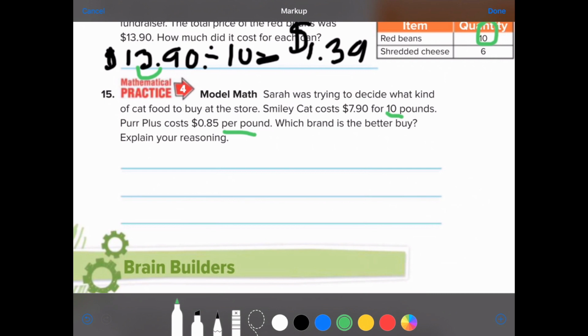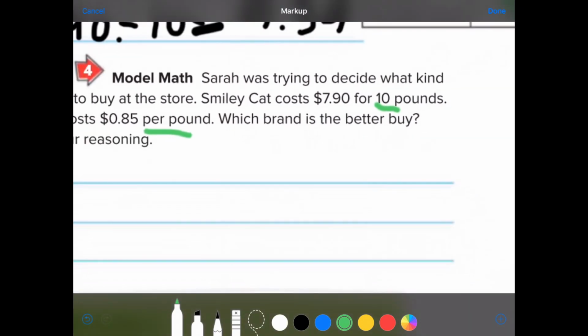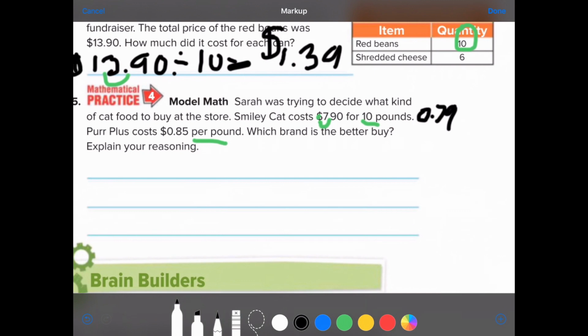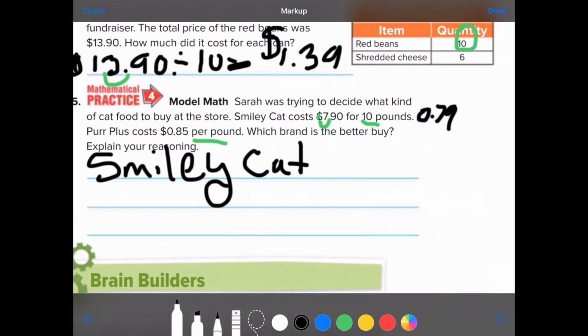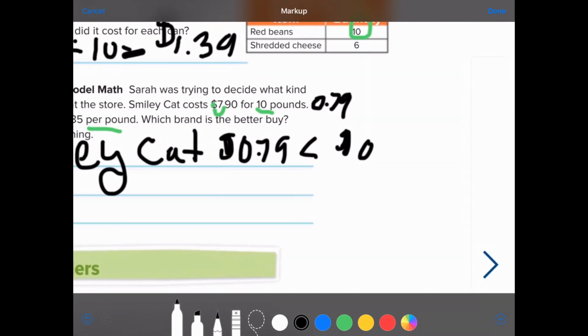So the Purplus is already 85 cents per pound, so we need to figure out how much Smiley Cat's going to cost. So 7.90 divided by 10 means we're just going to move to the left 1 space right there. So now we know that the Smiley Cat is going to cost 79 cents per pound. So which pound is the better buy, or which brand is the better buy? Smiley Cat or Purplus? You're right. It's going to be Smiley Cat. It is a little bit cheaper. And we're going to prove it by doing a dollar sign and do 79 cents is less than the 85 cent. Circle that so we know that that's a greater than less than sign.